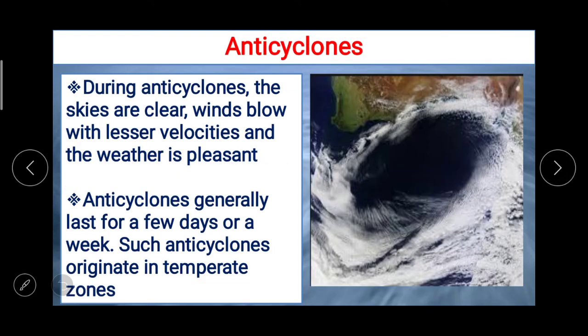During anticyclones, the skies are clear, winds blow with lesser velocities and weather is pleasant. मतलब कोई नुकसान नहीं है, कोई खतरा नहीं है, दिखने में भी कुछ बहुत ज़्यादा उथल पुथल हो रही है एटमॉस्फेयर में, ऐसा नहीं लगता है. Anticyclones generally last for a few days and a week, and such anticyclones originate in temperate zones. Keep in mind this.